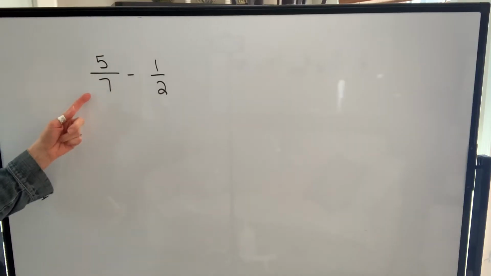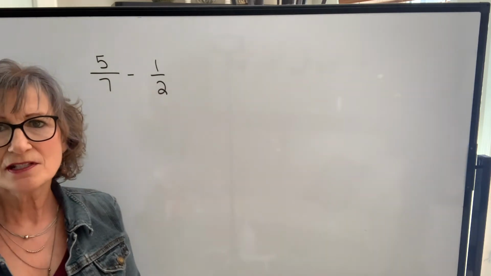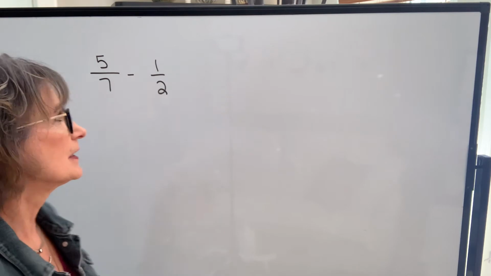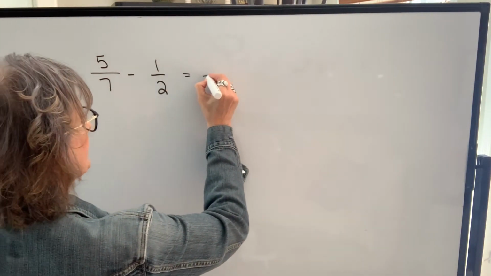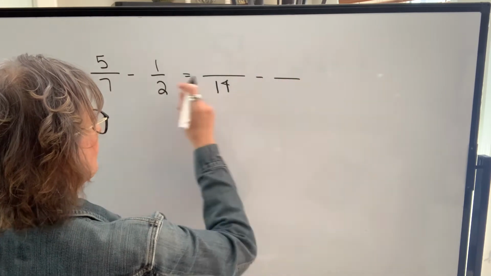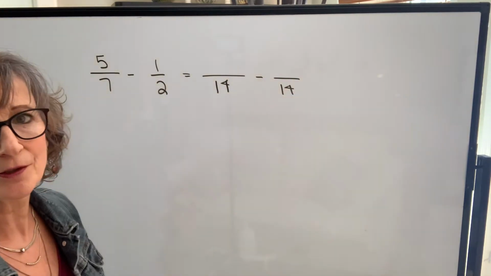We have 5/7 minus 1/2. We need a common denominator. The lowest number that both 7 and 2 divide into evenly will be 14. So we're going to change 5/7 to an equivalent fraction with 14 as the denominator. We're going to change 1/2 to an equivalent fraction with 14 as the denominator.